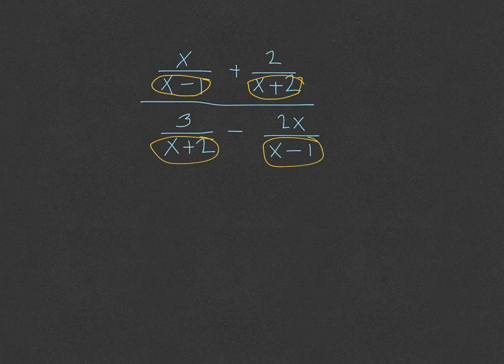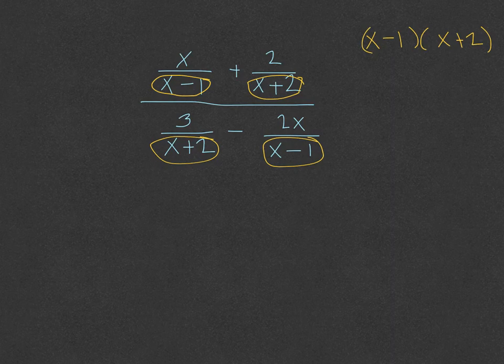So the LCD then would be, we have an x minus 1 and an x plus 2. We do not need to include x minus 1 squared because they're factors of each other, so they're even multiples. If one of the factors was an x minus 1 squared, then we would have to include the x minus 1.